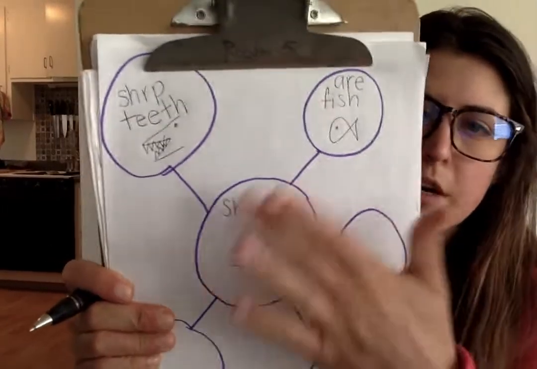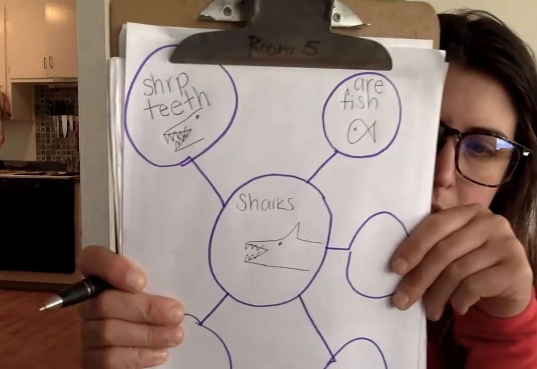Sharp teeth. I don't remember how to spell teeth, and it's a little tricky to sound out, so I'm going to go back in the book and look. It's great to be able to look through again and find the information you need. Okay, so teeth is T-E-E, and then the digraph. And I'll draw a little picture that shows that. So now I have 2 information bubbles done. Sharks are fish. Sharks have sharp teeth.